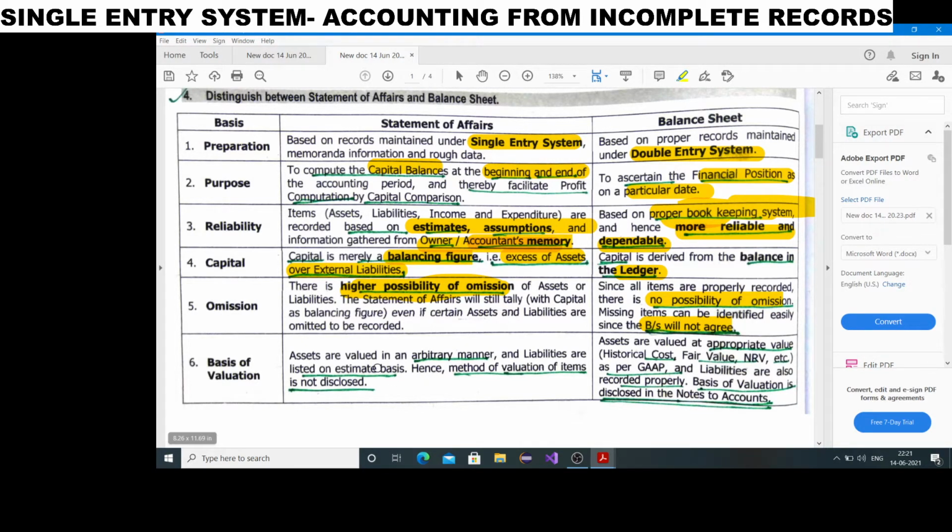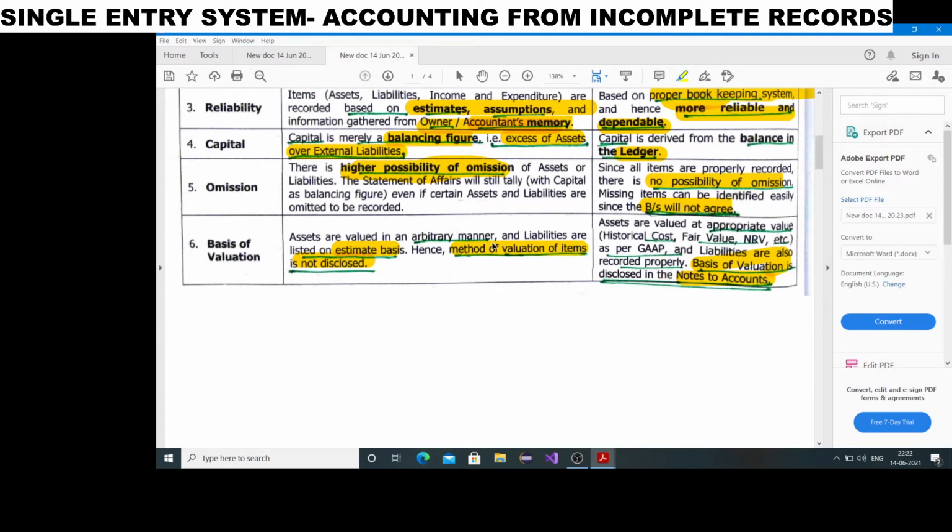Now the basis of valuation in statement of affairs is totally estimated, because, as I told you before, the valuation methods they follow are not disclosed. They prepare totally on estimations. But for balance sheet, the appropriate value, that is cost, fair value, NAV, is recorded as per generally accepted accounting principles. So the basis of valuation is disclosed in notes to accounts. From there, you can easily find the differences between statement of affairs and balance sheet, right?